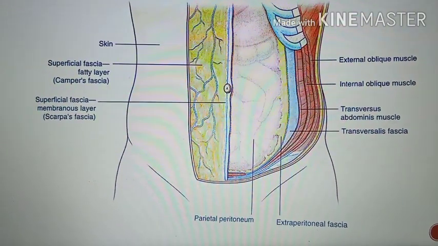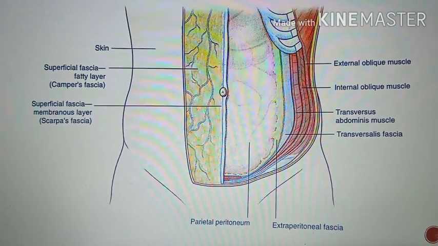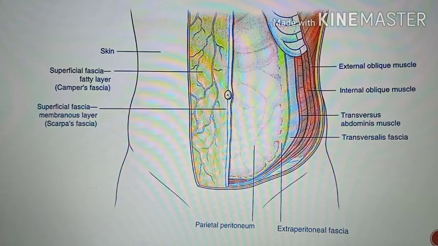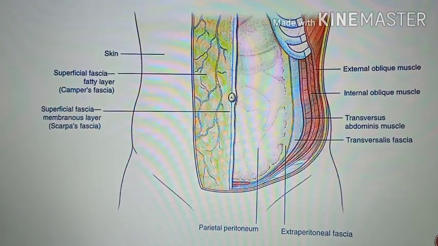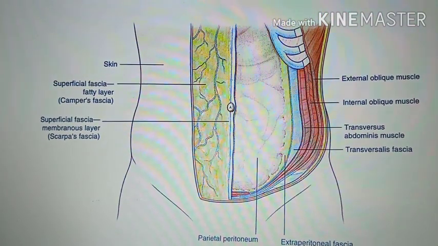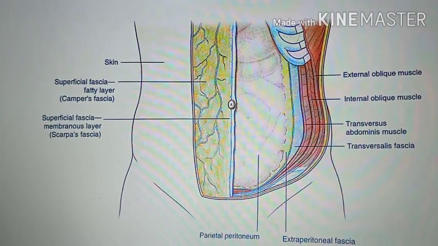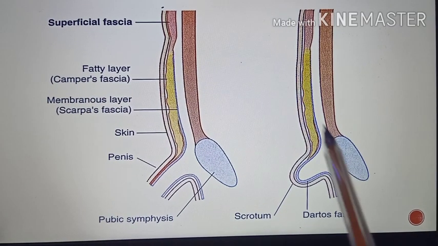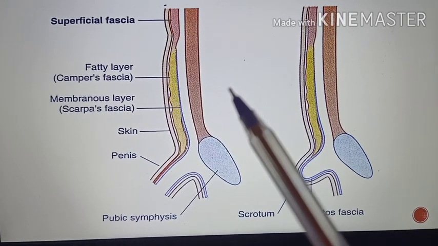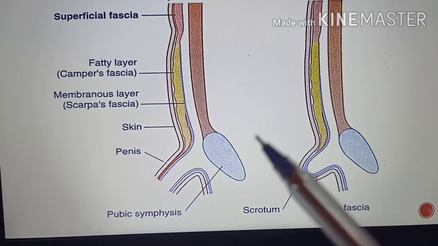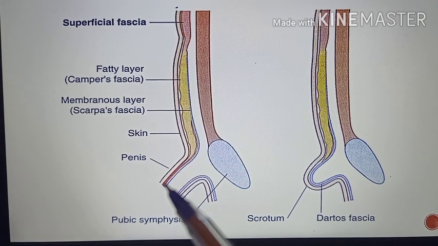It contains fat and varies in thickness. It is greatly increased in obese individuals and very thin in people with low body fat. It is continuous with the superficial fascia of the adjoining parts of the body. This picture is being shown so that we have an idea how the superficial fascia enters into the male reproductive organs. What you can see here is a diagrammatic representation of the penis.